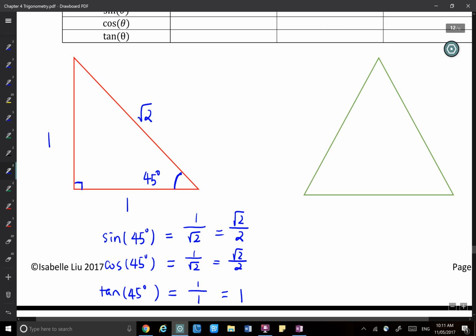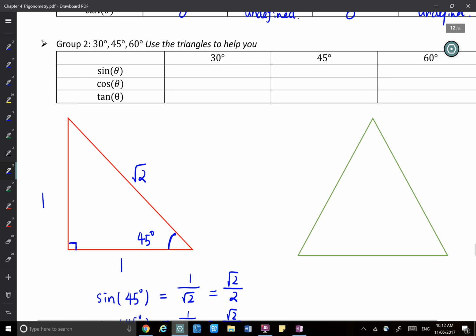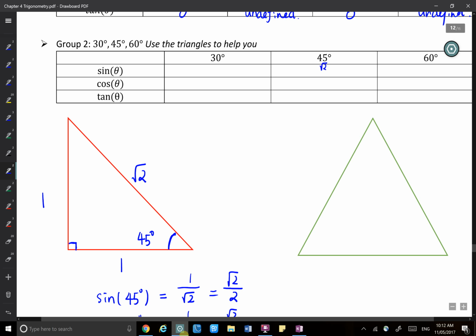Okay, you may ask me, why do you say this length is 1? Why is it not 2? Doesn't matter. Even though it's 2, the ratio will be the same. So sine 45 degrees in any right angle triangle will be the same. It doesn't matter if it's a small triangle or a large triangle. They always give you the same values. So I can write down for 45 degrees: sine of that is √2 over 2, cosine of that is √2 over 2, and tangent of that is 1.